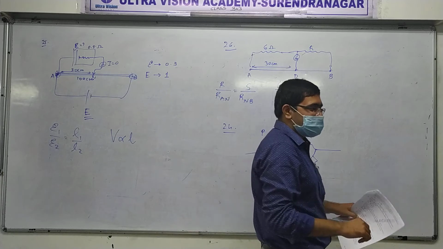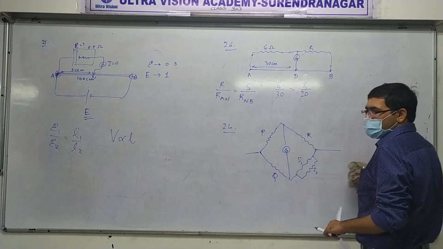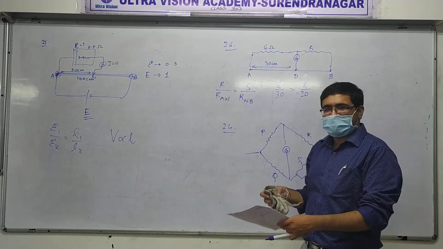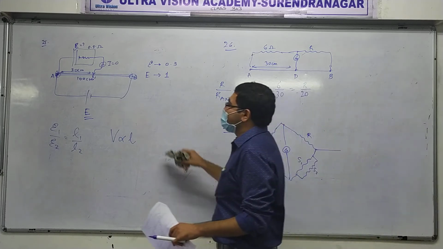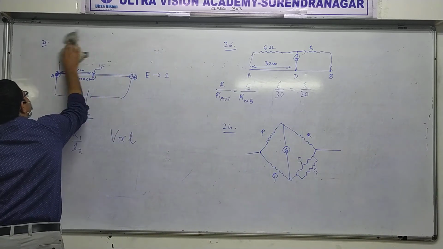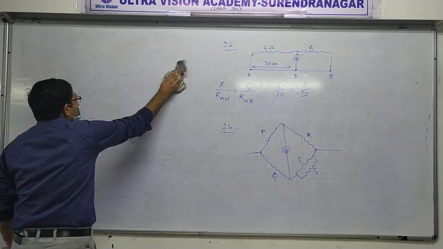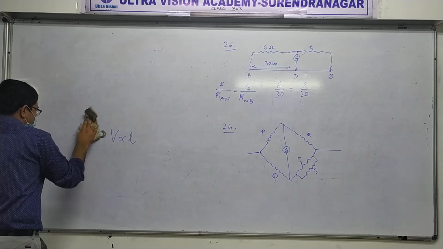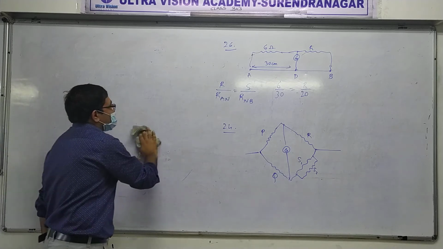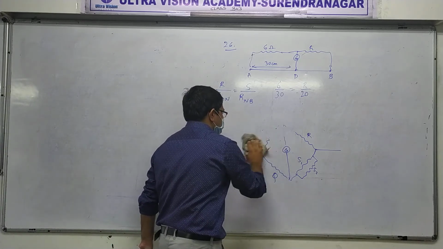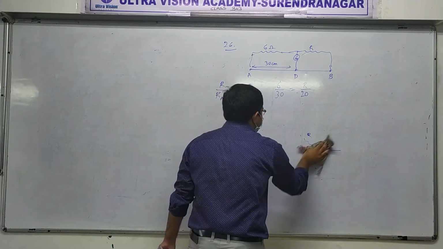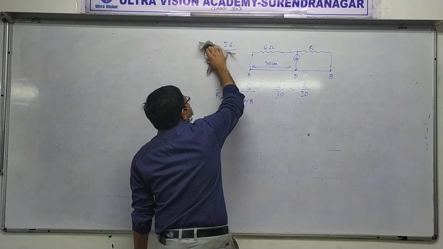Others? No idea? Is it that difficult? Sit down. Well tried. Let's see. What's the basic equation when we get a null point in a meter bridge? Have you written this or not?